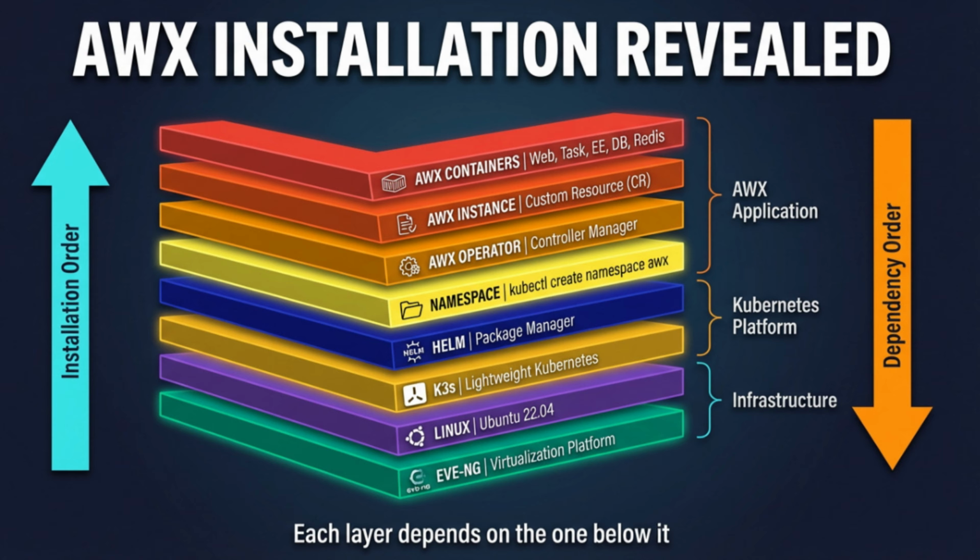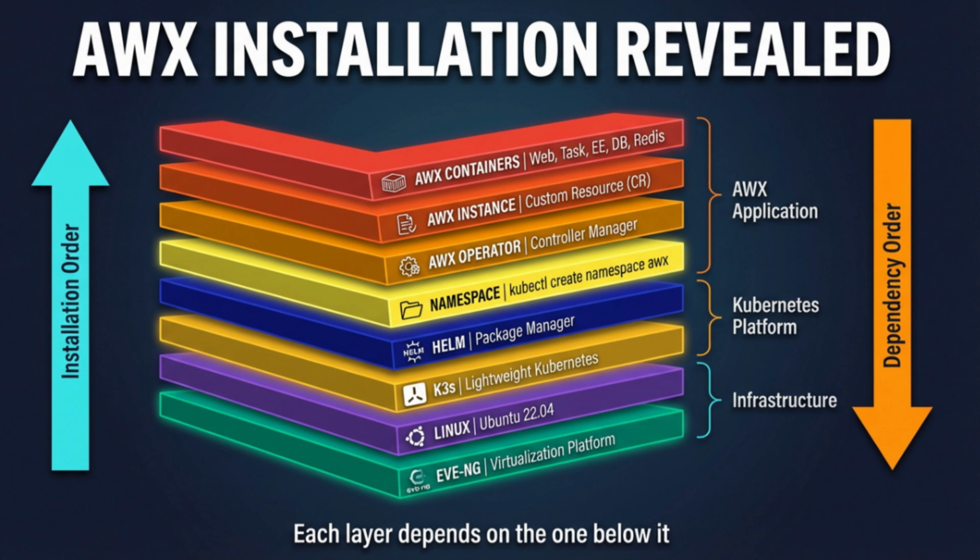And finally at the top, layer 7, this is where the actual containers run: AWX Web, AWX Task, Postgres, and Redis. The operator automatically creates all of them for us. So that's the architecture in a nutshell. Simple, layered, and easy to understand once you break it down.